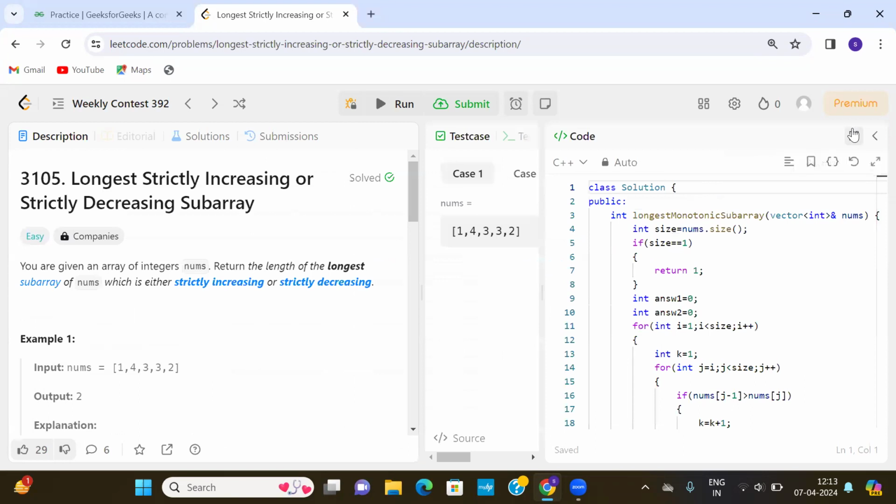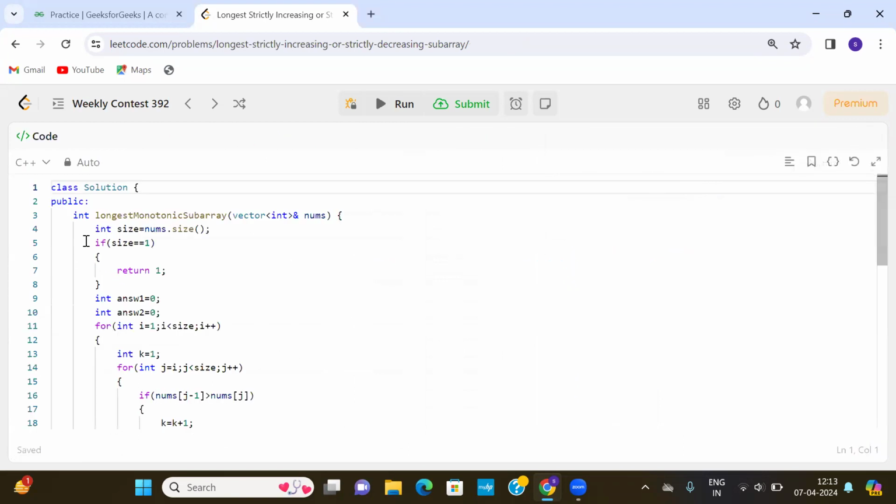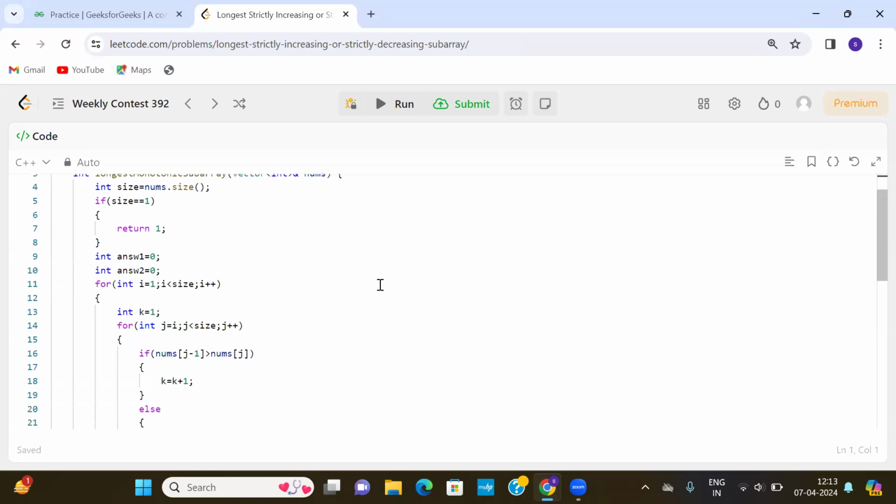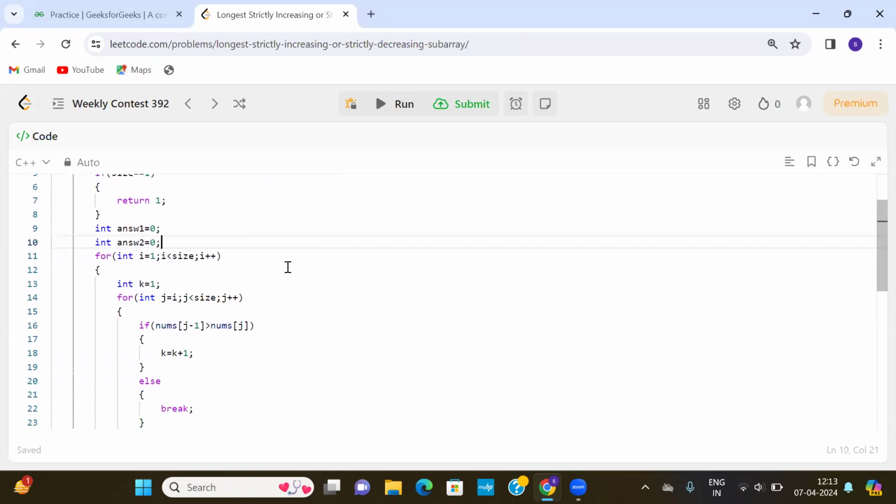Let me explain what we did. We have computed the size of our nums vector. If size equals 1, it means it contains only one element, so we will directly return 1. Otherwise, we have made two variables, answer 1 and answer 2. Why have we made two variables? In answer 1, we will store the length of the longest subarray which is strictly decreasing. In answer 2, we are going to store the length of the longest subarray which is strictly increasing.